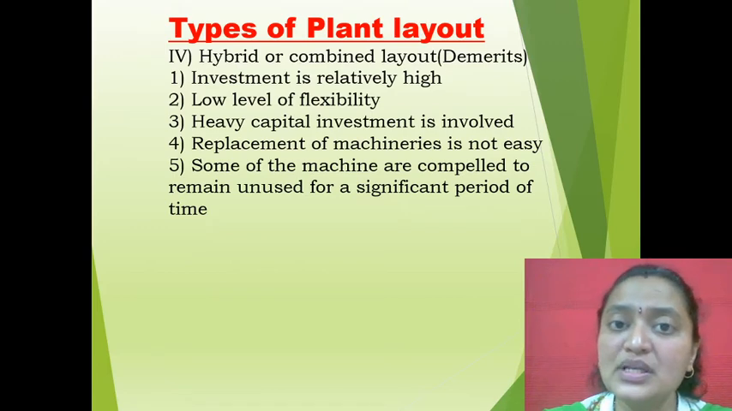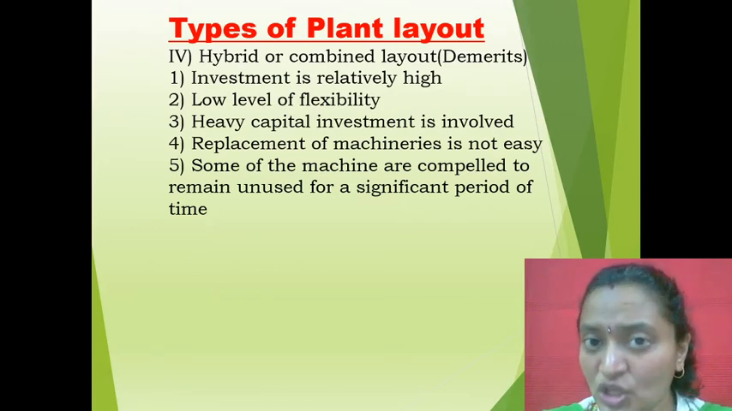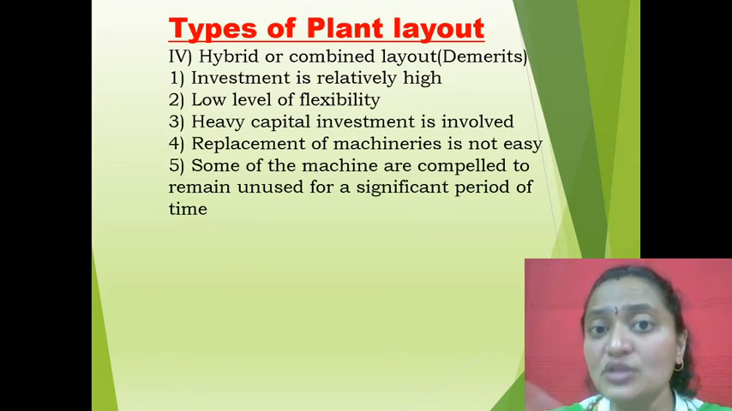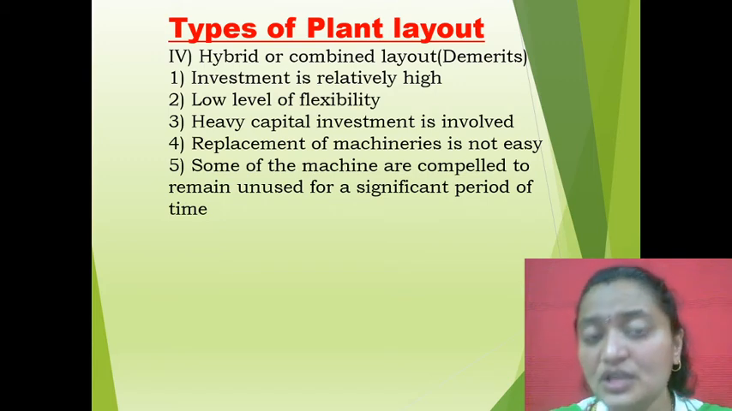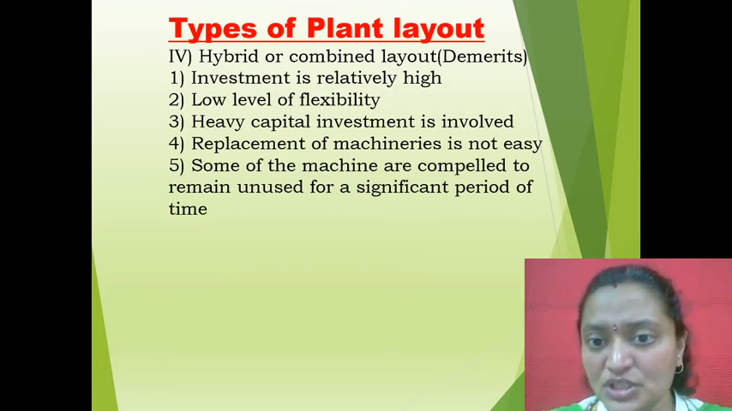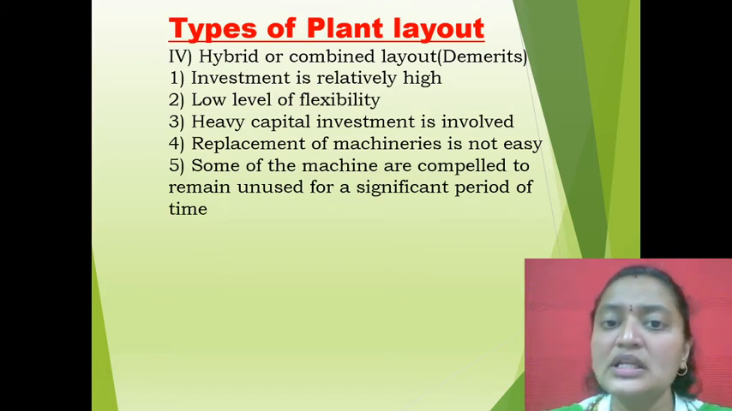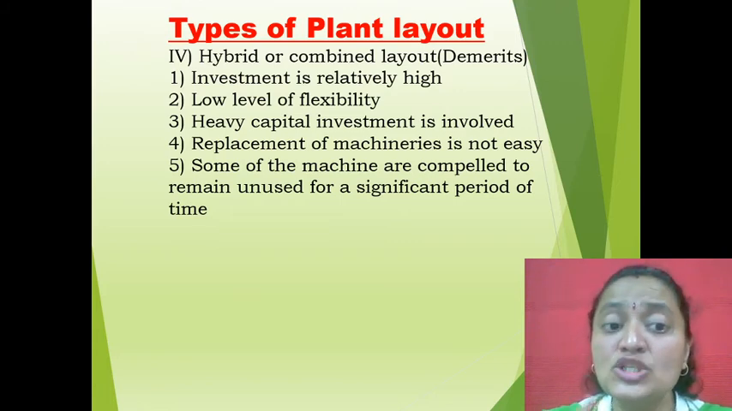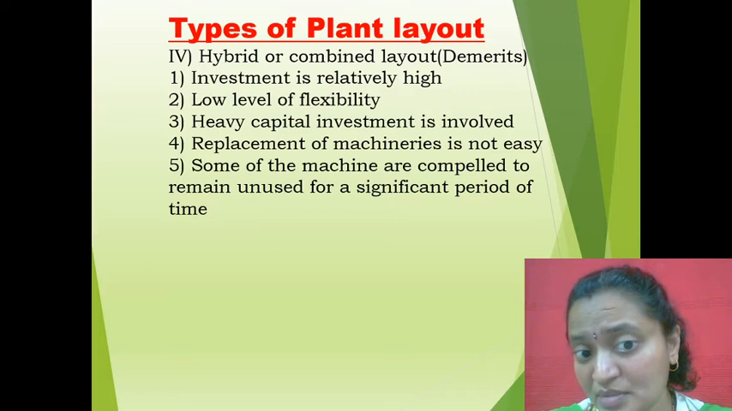If you want to replace the old machines with the new machines, and the company wants to purchase the new machines, then they need to take into consideration that the cost or price of that machine is too high. They need to purchase that machine from different companies. So here, the next demerit is what?